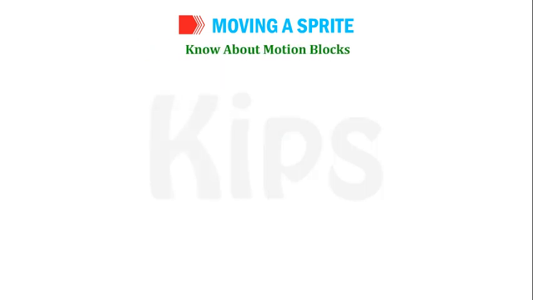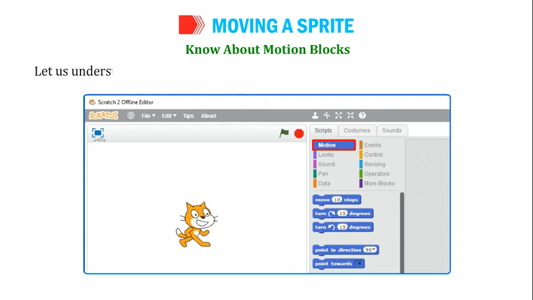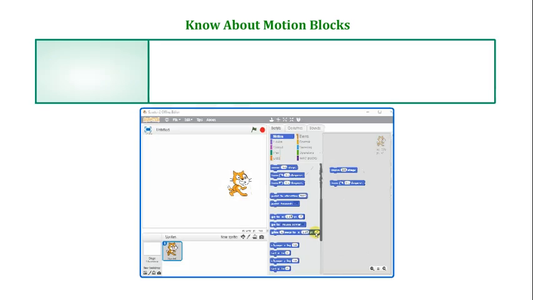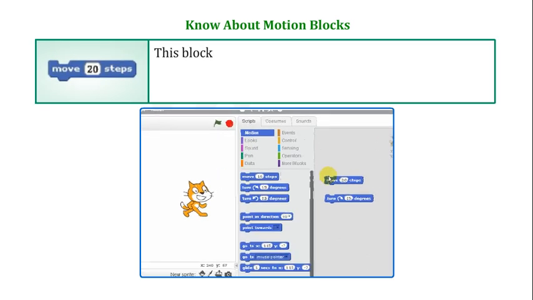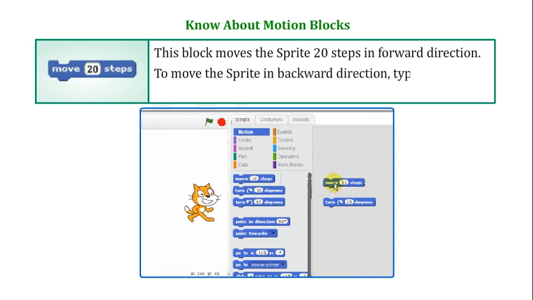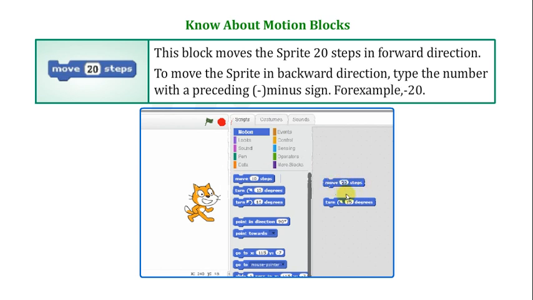Know about motion blocks. Let us understand the use of motion blocks, which we have used in the project. Move 20 steps. This block moves the sprite 20 steps in forward direction. To move the sprite in backward direction, type the number with the preceding minus sign. For example, minus 20.